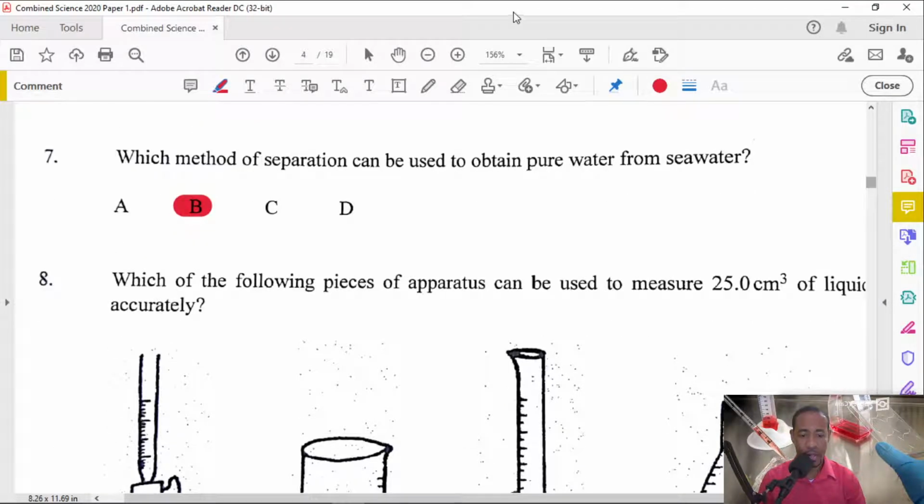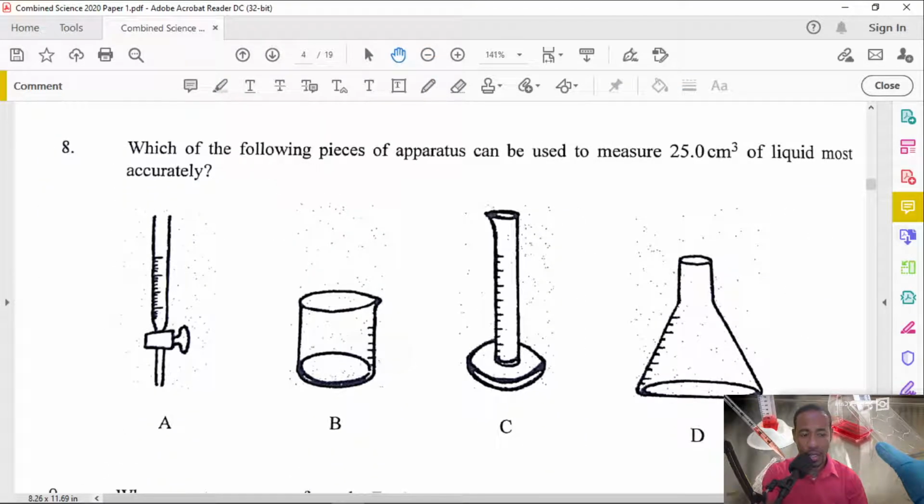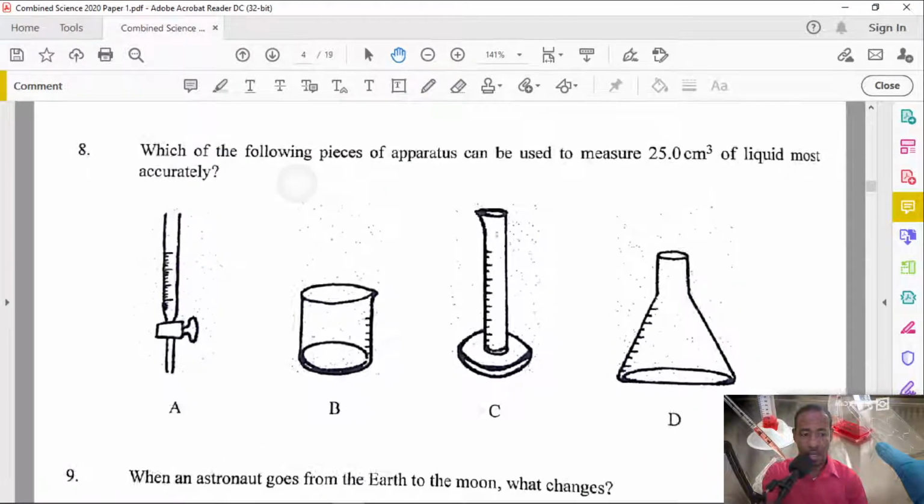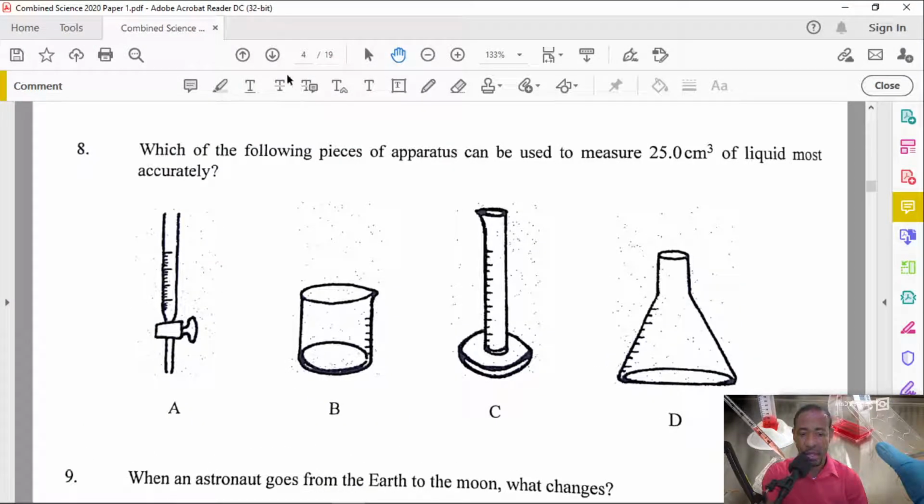All right, let me take out the zoom so we can see this entire question. Let me go into it a little bit. Right there. Question number 8 reads, which of the following pieces of apparatus can be used to measure 25 centimeters cube of liquid most accurately? And it says most accurately.